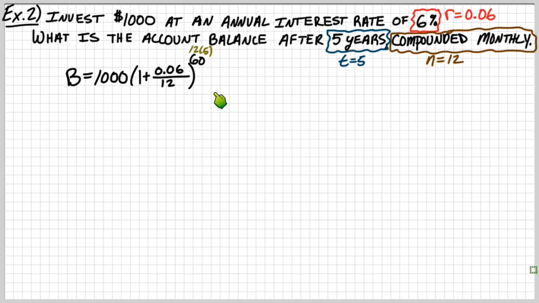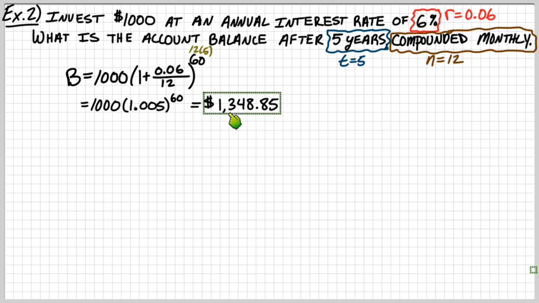So what's the account balance here? Well, this is 1,000 times 1.005 to the 60 if you simplify it, or $1,348.85. So it looks like as long as you put the values in correctly, your calculator, like things are set up correctly, this is not too bad.